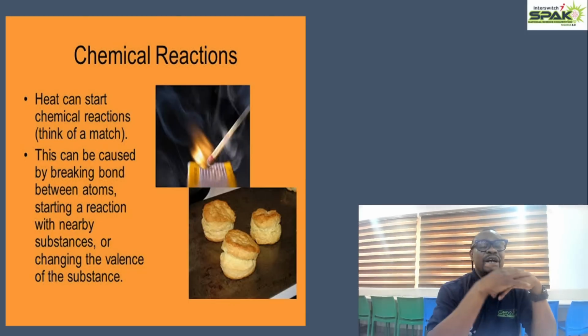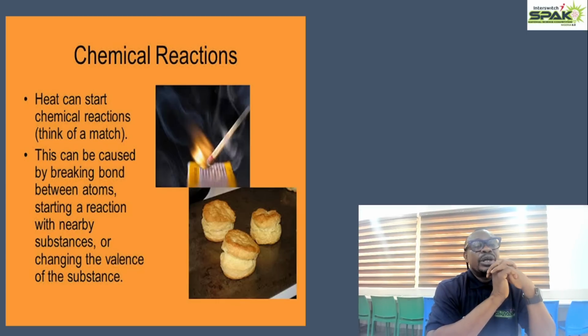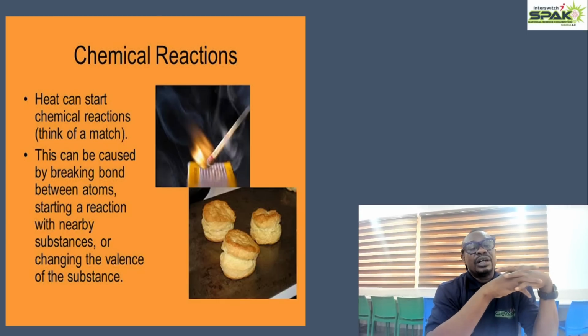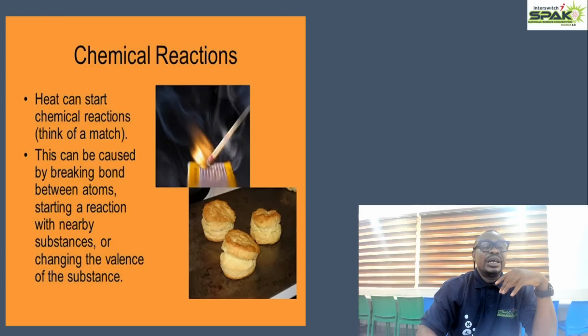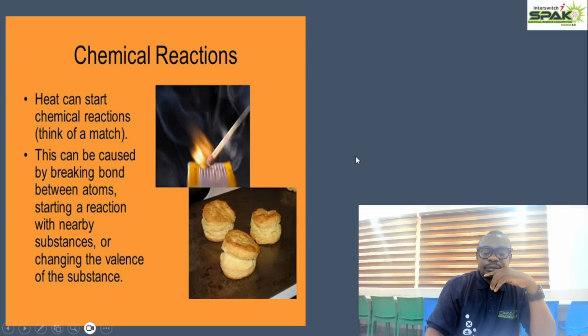Okay, in your chemical reaction today, heat is applicable there. So heat can start up a chemical reaction, just as you have in your matchstick here. In the matchstick, it can cause such a reaction to occur. This can be caused by breaking bonds between atoms, starting a reaction with nearby substances, or changing the valency of the substance. So when this occurs, of course, heat comes into play.